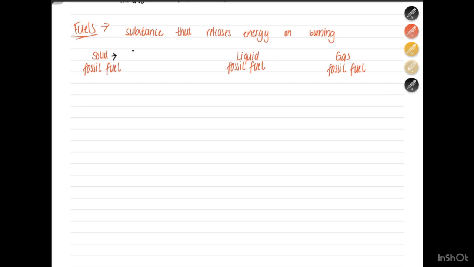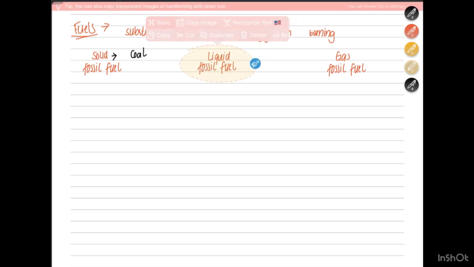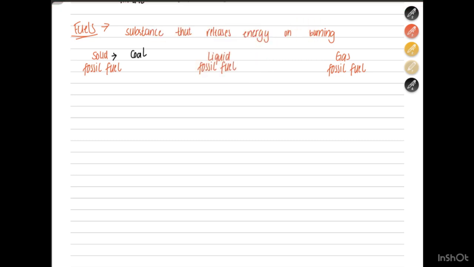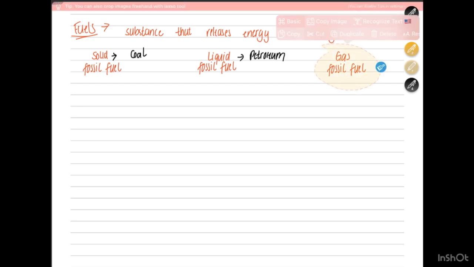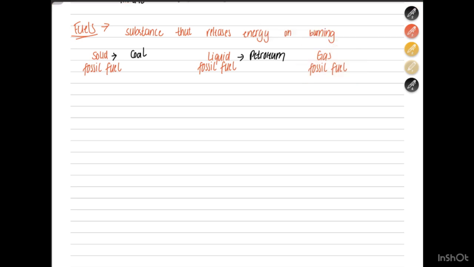So a solid fossil fuel would be coal. A liquid fossil fuel is going to be petrol, or petroleum, that we add in our cars. And then a gaseous fossil fuel is going to be natural gas. Now, you may know that natural gas is another name for methane, but when you're identifying it as a fuel, you should say natural gas.